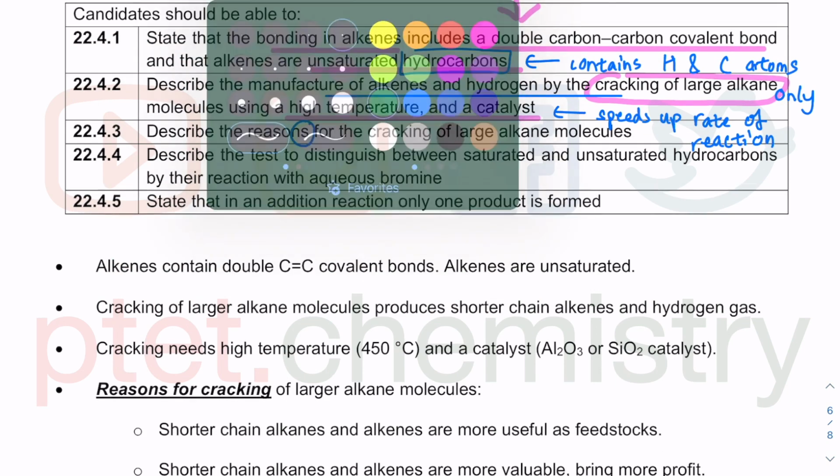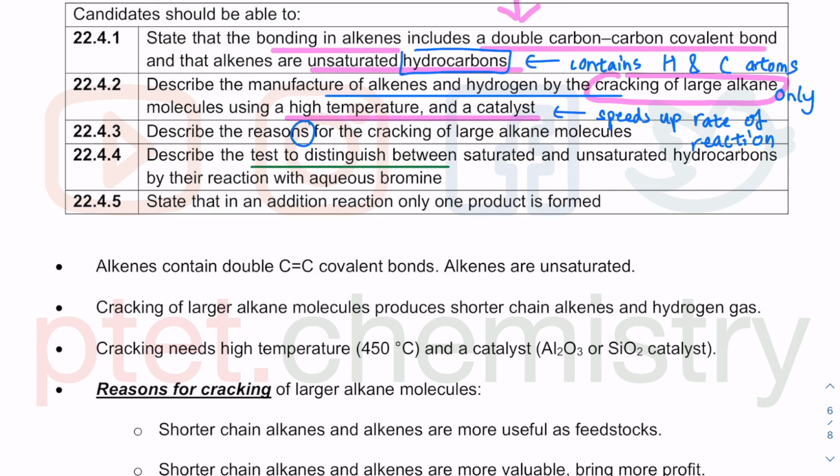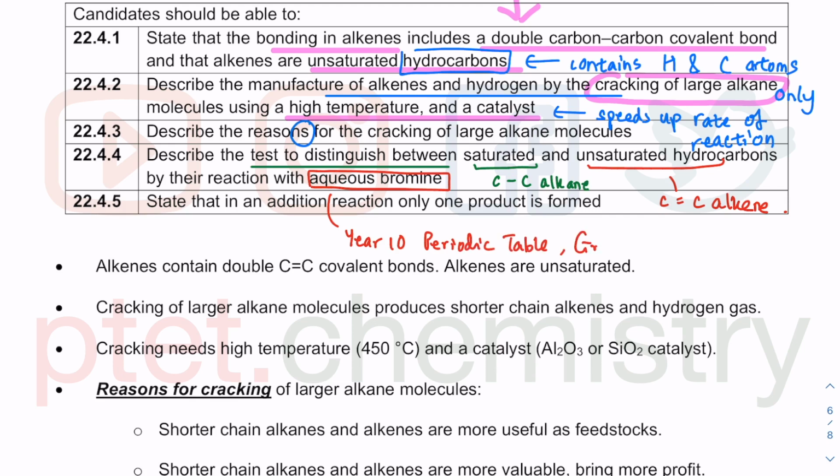The next one, we're going to be looking at the test to distinguish between saturated and unsaturated. Saturated is carbon-carbon single bond, alkane, and then we have unsaturated, which is to do with the carbon-carbon double bond, alkene. We're going to react it with aqueous bromine. Not our first time with aqueous bromine. This is in Year 10, periodic table chemistry, where we talk about group 7. In group 7 chemistry, we know that bromine is colored. Bromine as a liquid is a red-brown liquid.